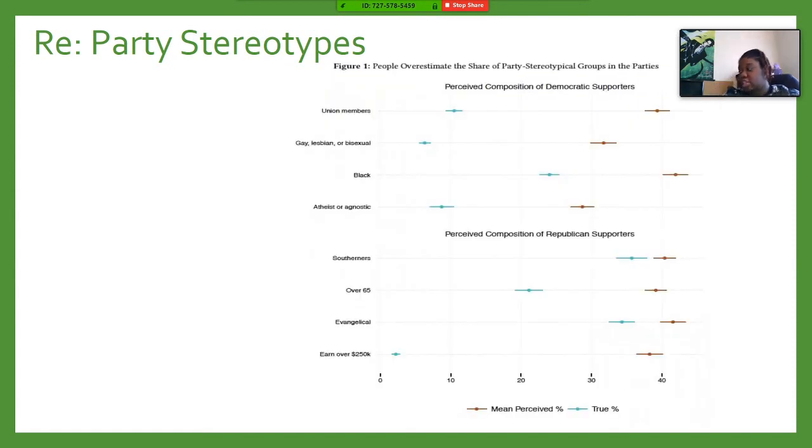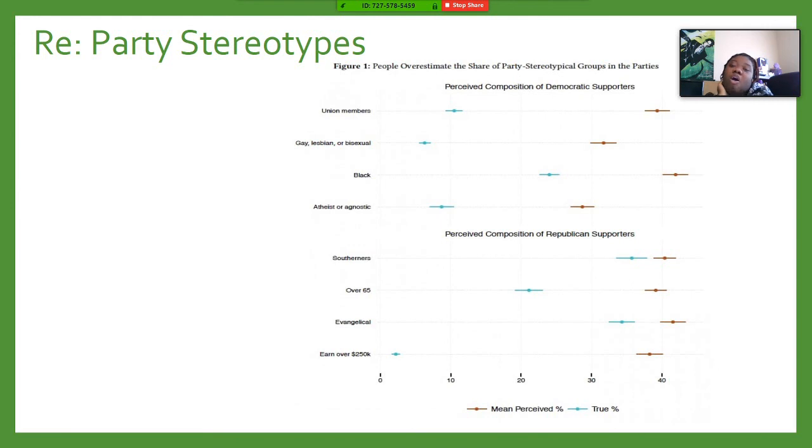And so I pulled this chart from Doug Ahler and Gaurav Sood. On average, Americans thought that 32% of Democrats are gay, lesbian, or bisexual. The correct answer is 6%. Likewise, Americans thought that 38% of Republicans made more than $250,000 a year. The correct answer is actually 2%.